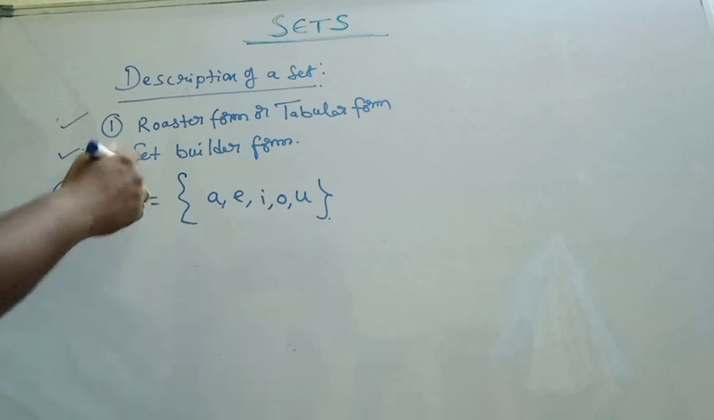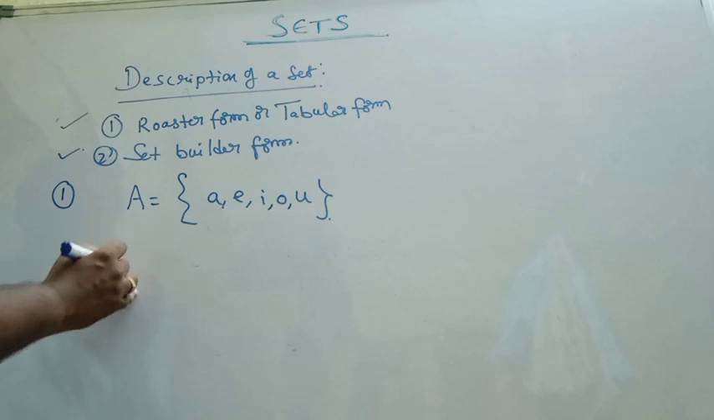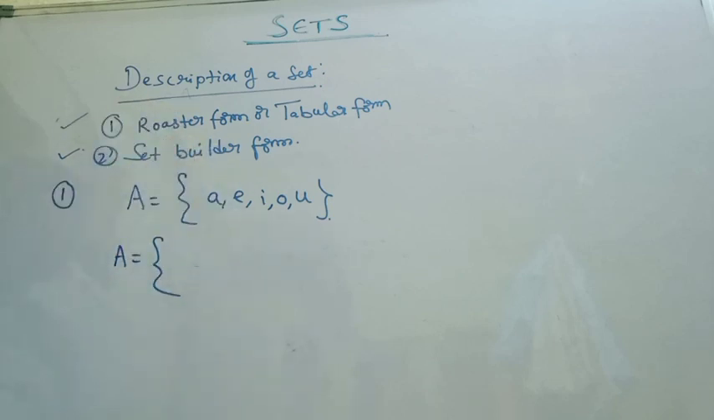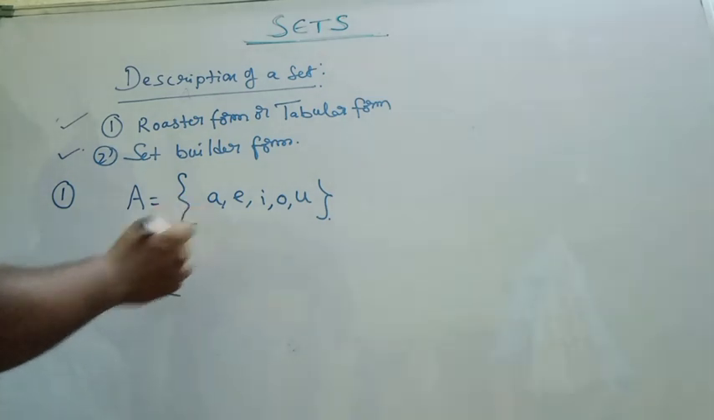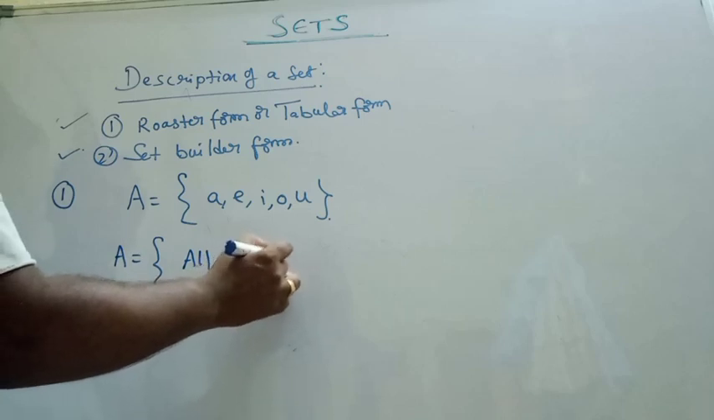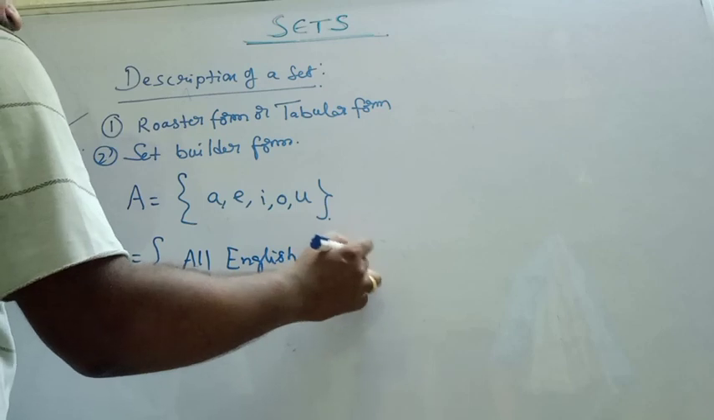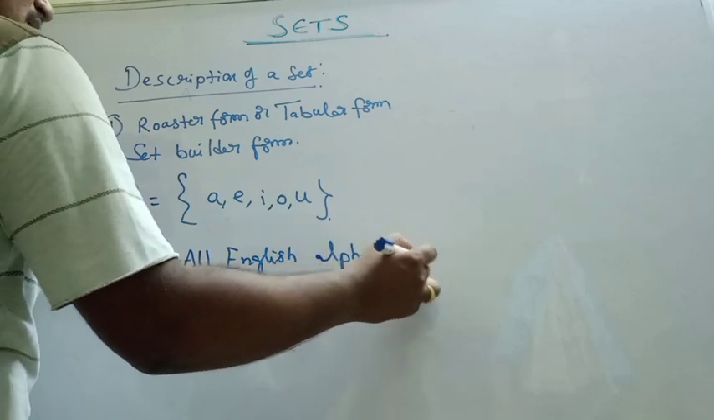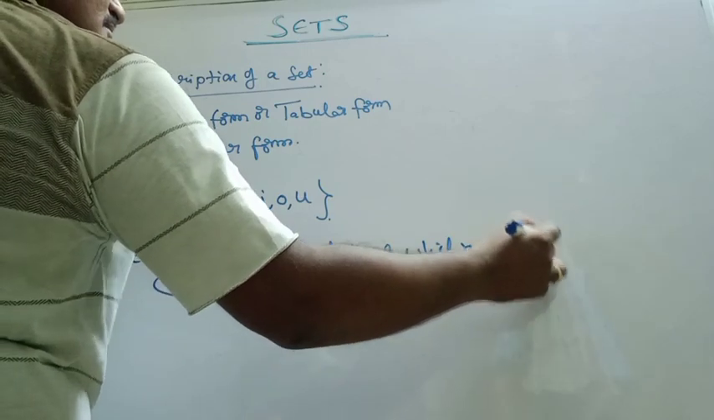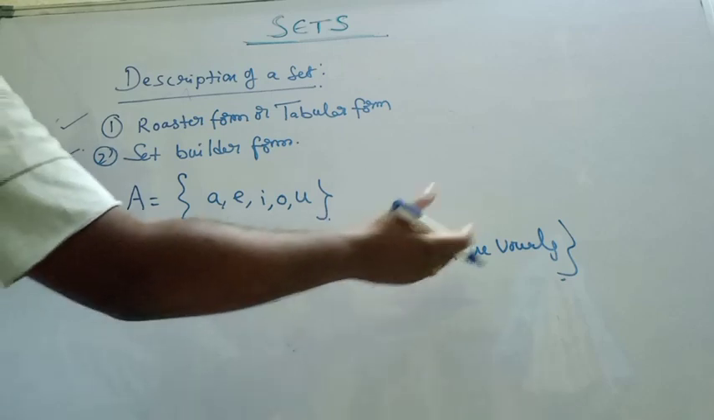And the same thing we are going to write in set builder form. Set builder form means we are going to mention the property of those elements. All English alphabets which are vowels. This is the property: all vowels, or all English alphabets which are vowels.